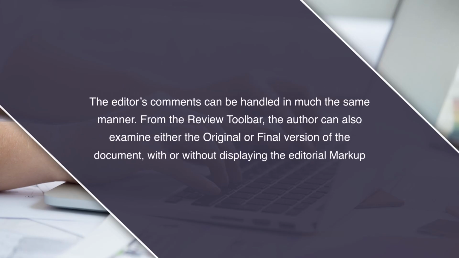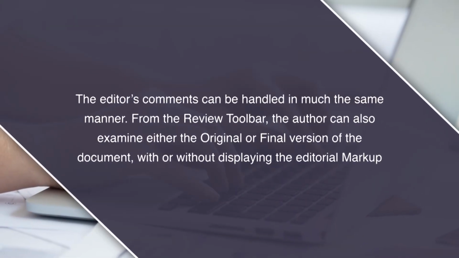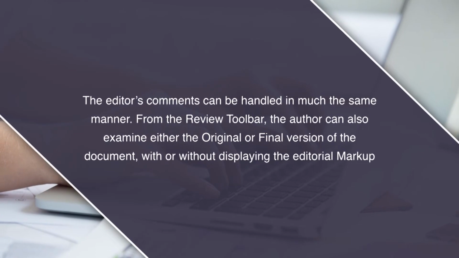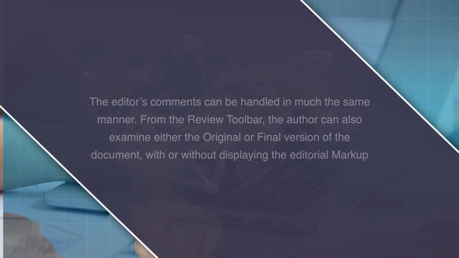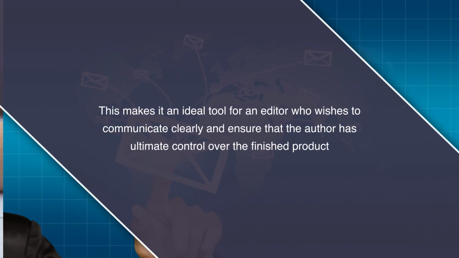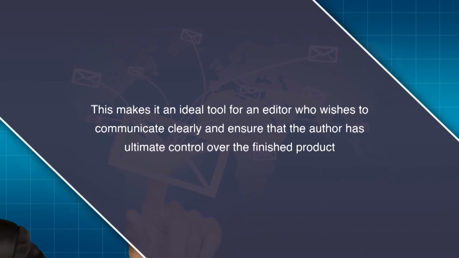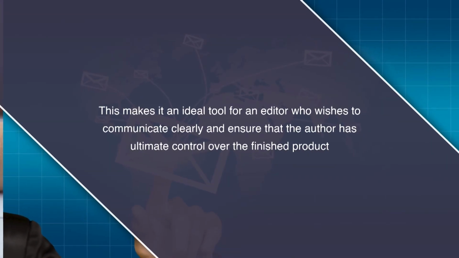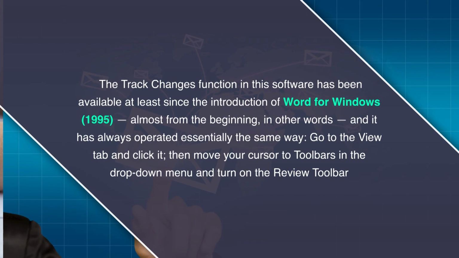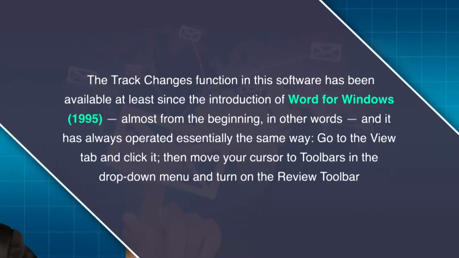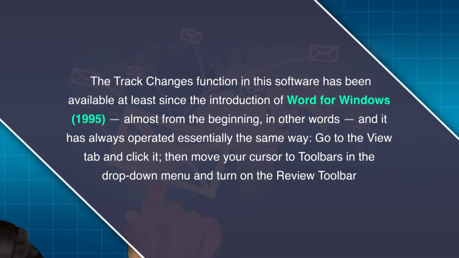The editor comments can be handled in much the same manner from the review toolbar. The author can also examine either the original or final version of the document with or without displaying the editorial markup. This makes it an ideal tool for an editor who wishes to communicate clearly and ensure that the author has ultimate control over the finished product. The track changes function in this software has been available at least since the introduction of Word for Windows, almost from the beginning, and it has always operated essentially the same way.